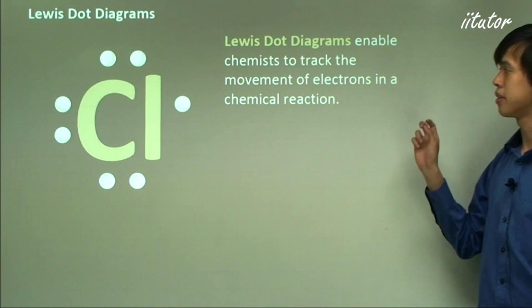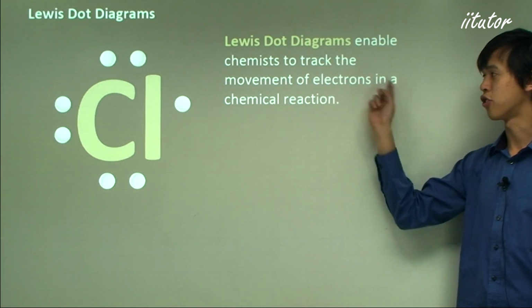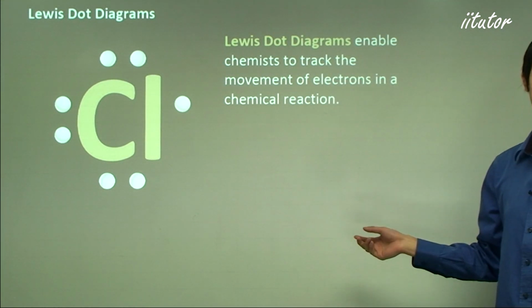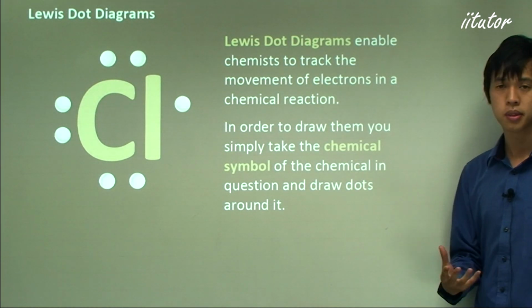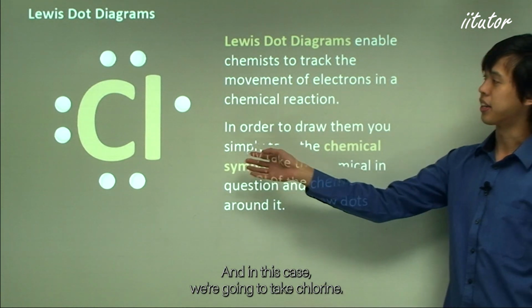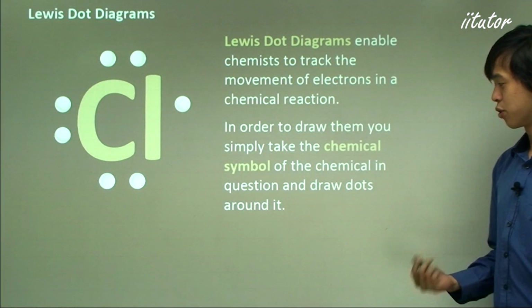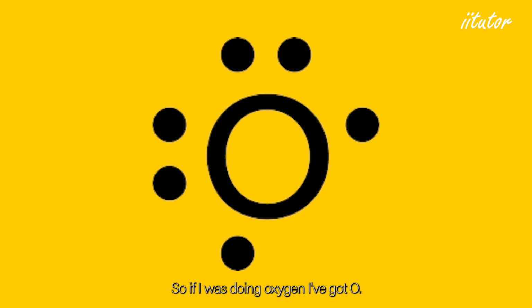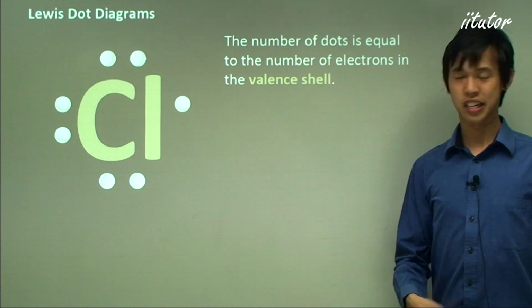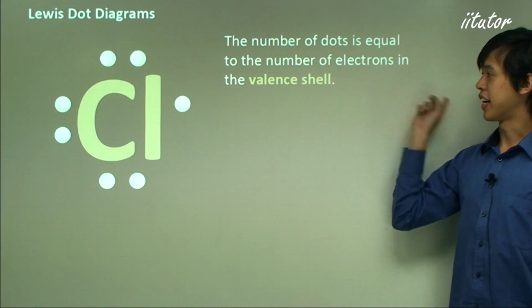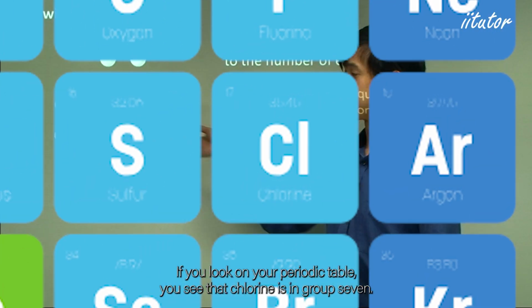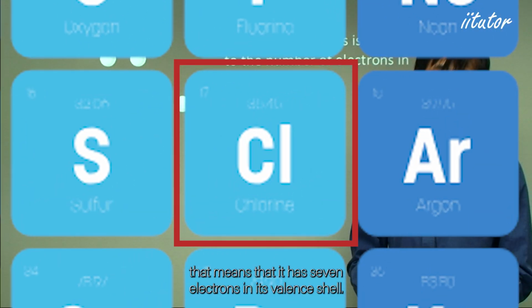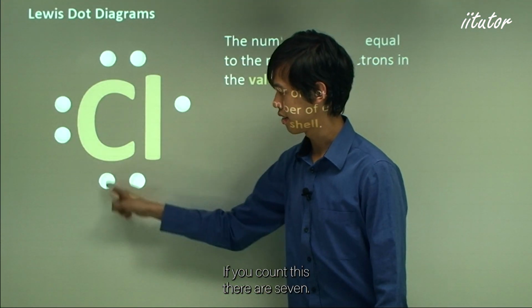Lewis dot diagrams are basically used to allow chemists to track the movement of electrons in a chemical reaction. To draw these Lewis dot diagrams, you simply take the chemical symbol of the chemical in question. In this case, we're going to take chlorine. We just write the chemical symbol and draw dots around it. That's all it means. So if I was doing oxygen, I've got O, and then I just draw dots around it. The number of dots that you draw around is equal to the number of electrons in the valence shell. If you look on your periodic table, you see that chlorine is in group 7. That means that it has 7 electrons in its valence shell. If you count these, there are 7.